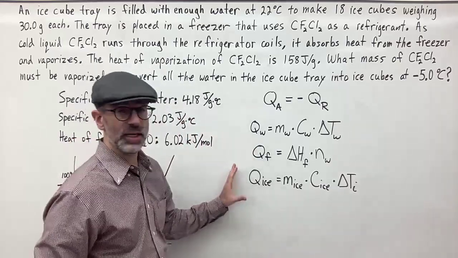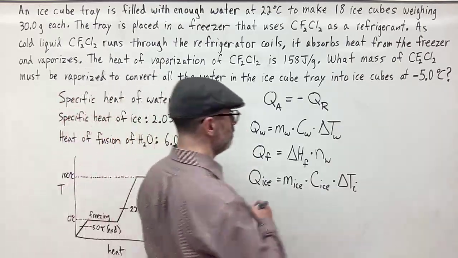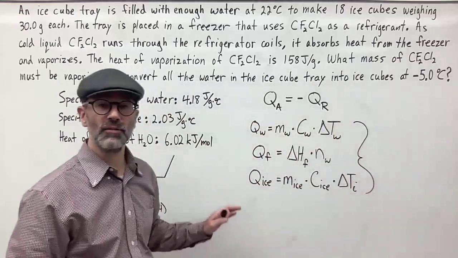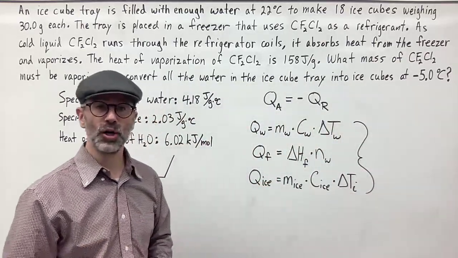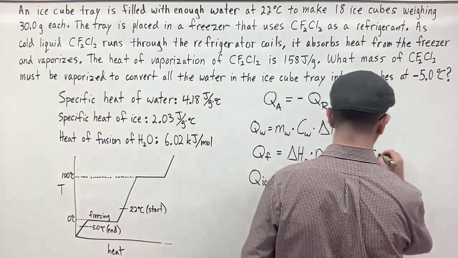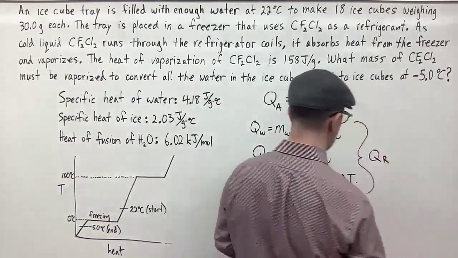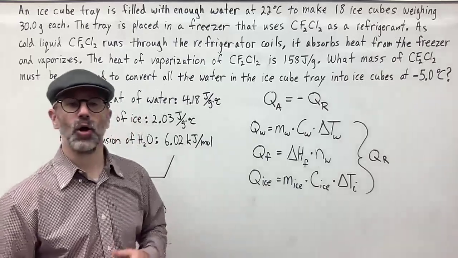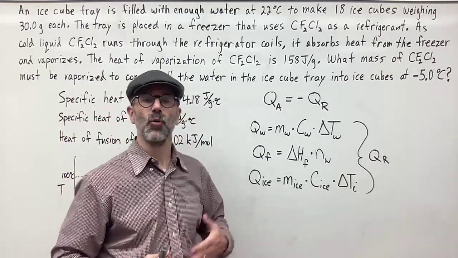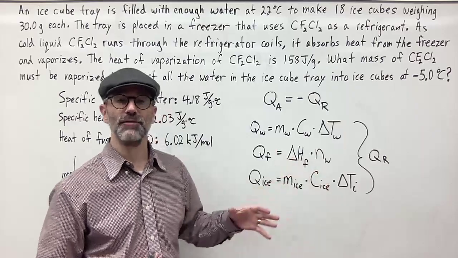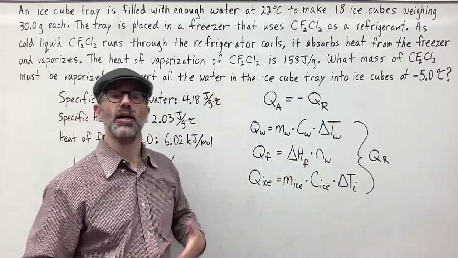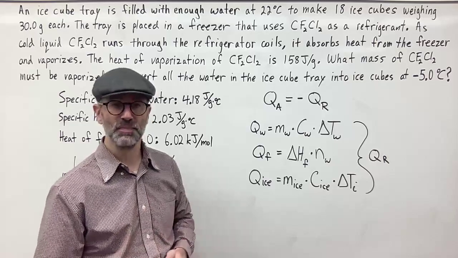So all of these three together give us the total amount of heat lost by the water while it's cooling in the freezer. So this is QR, the amount of heat released. Well, where did all that heat go? It went to the CF2Cl2. It went to this in order to heat it up and vaporize it.